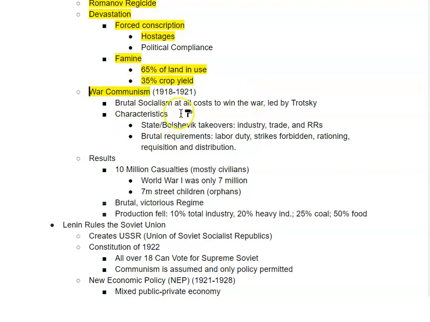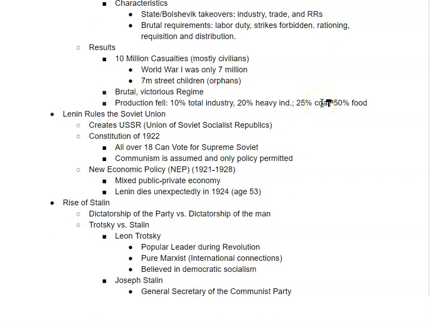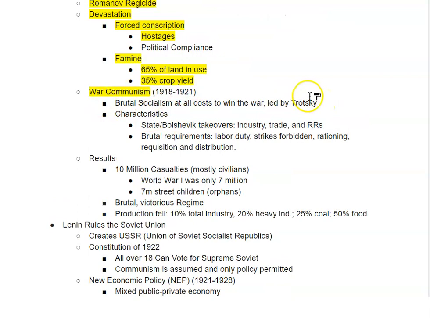War communism is a form of brutal socialism implemented by Leon Trotsky, intended to win the war at all costs. So they're going to implement socialism quickly, hastily, brutally, through whatever means necessary in order to defeat those who oppose Bolshevism. So they take over all the industries. They take over all international trade. They take over the railroads. They demand labor duty. They forbid strikes.